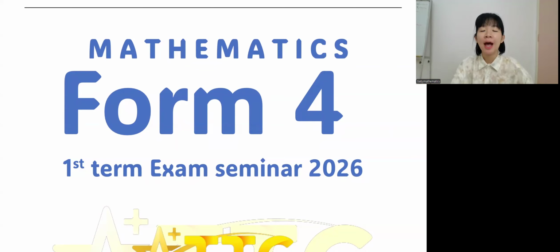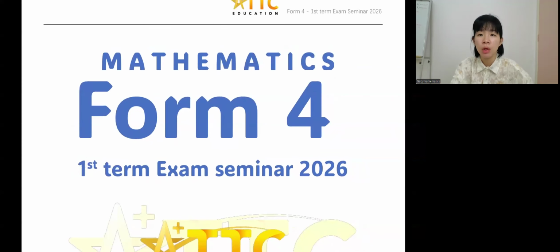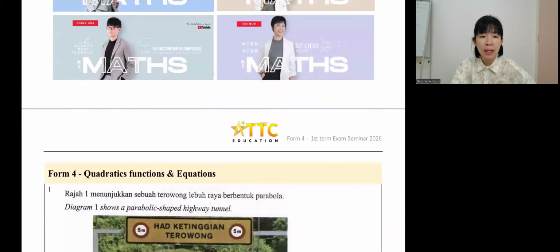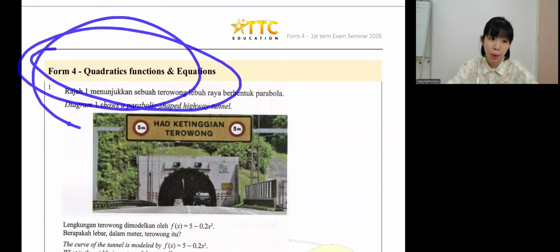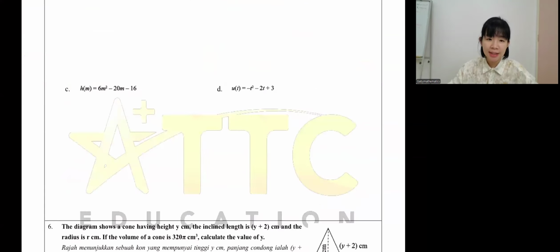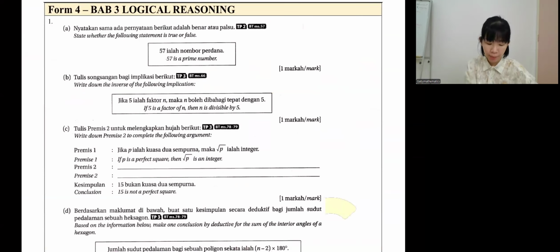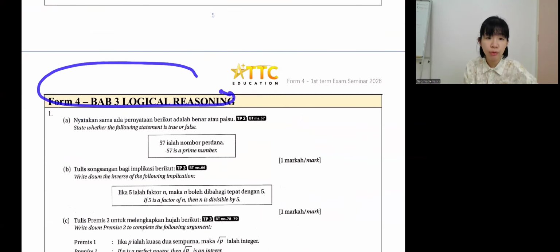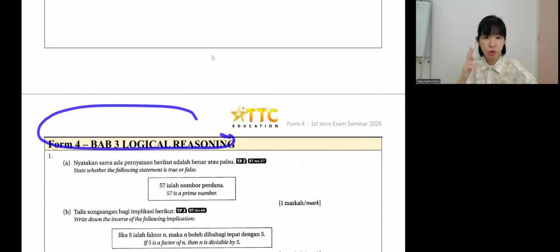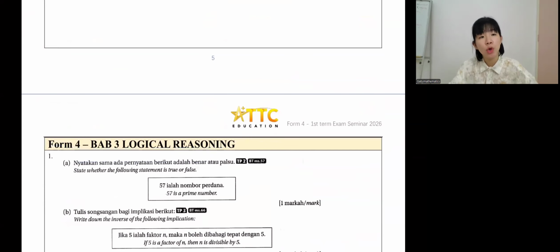So without wasting time, let's see what we have in this book. Not every topic is included in this book. We have the topic quadratic function and quadratic equation, Form 4, Chapter 1. Next, the second topic, Form 4, Part 3, true, false. I didn't put Chapter 2. Chapter 2 is number bases, nombor asas. It's actually quite easy, so we don't have to spend time during this seminar on an easy topic. That's why I skip Chapter 2.